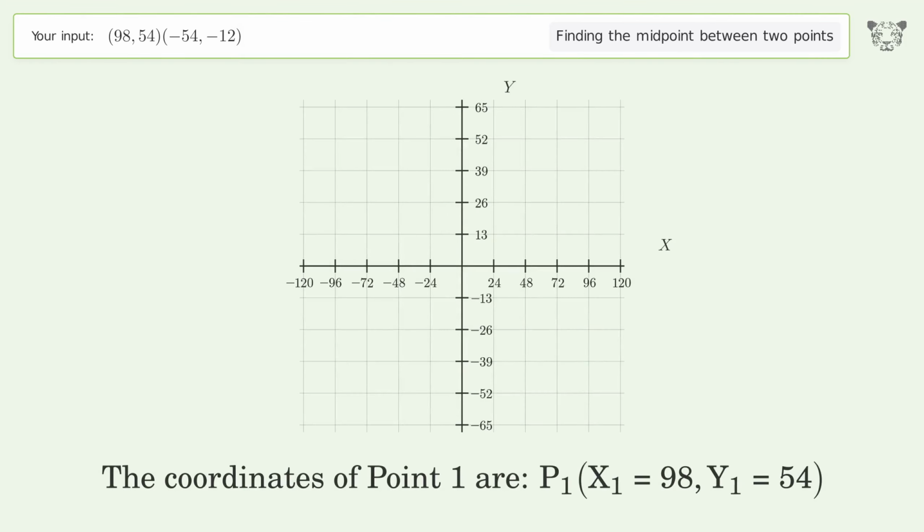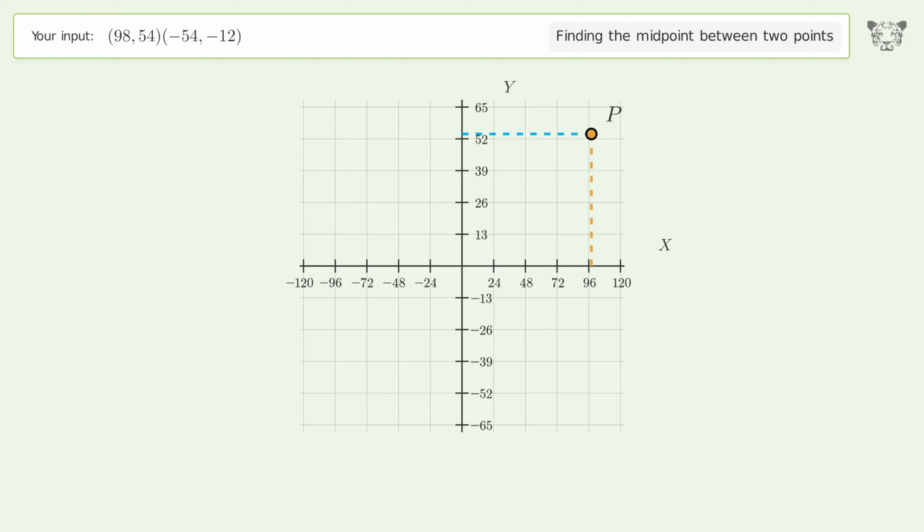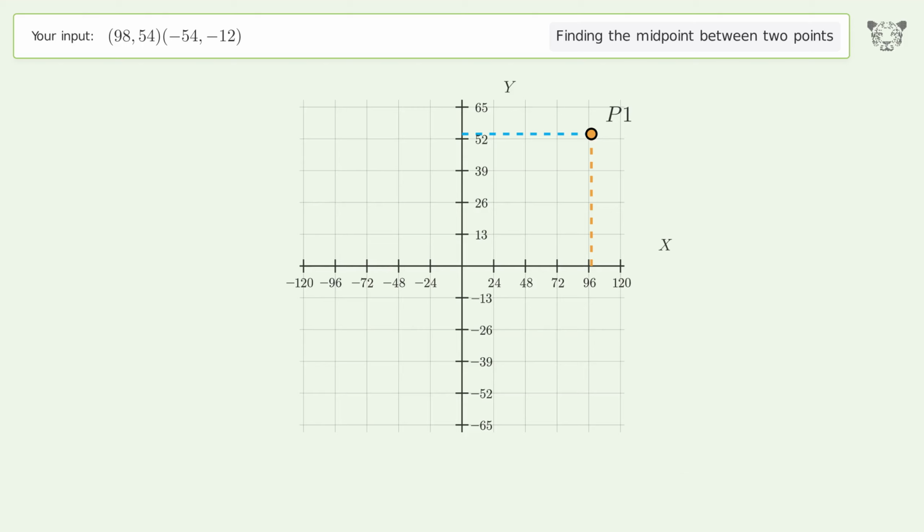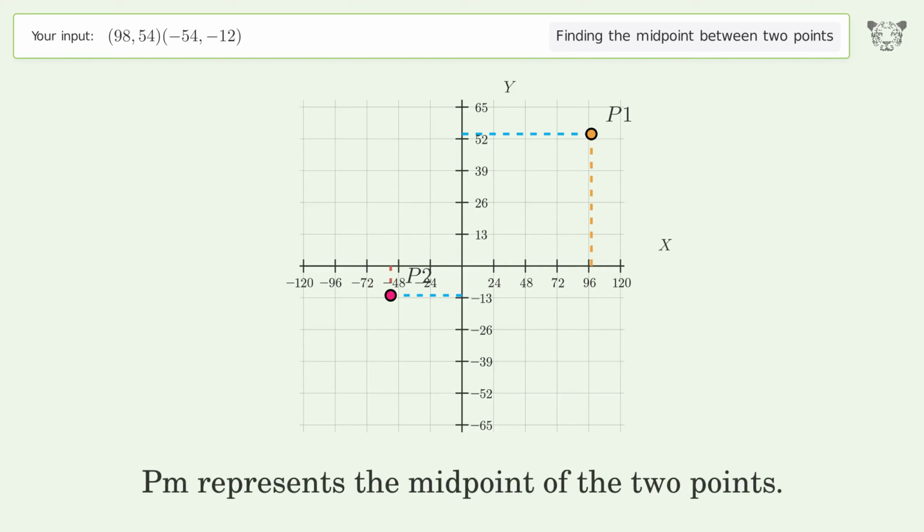The coordinates of point 1 are x1 equals 98, y1 equals 54. The coordinates of point 2 are x2 equals negative 54, y2 equals negative 12. PM represents the midpoint of the 2 points.